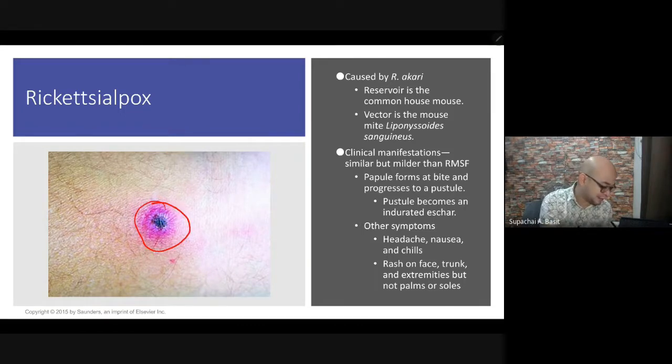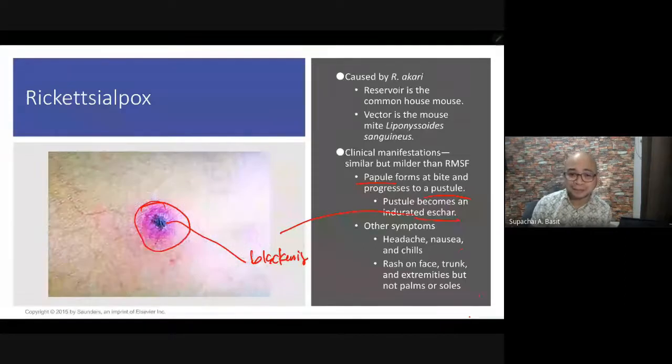notice here that there is a papule. The papule will form at the bite site, and eventually it will progress to a pustule, and the pustule will eventually become an eschar. And how would you know if it's an eschar already? There is now blackening. So what's the difference between papule and pustule?